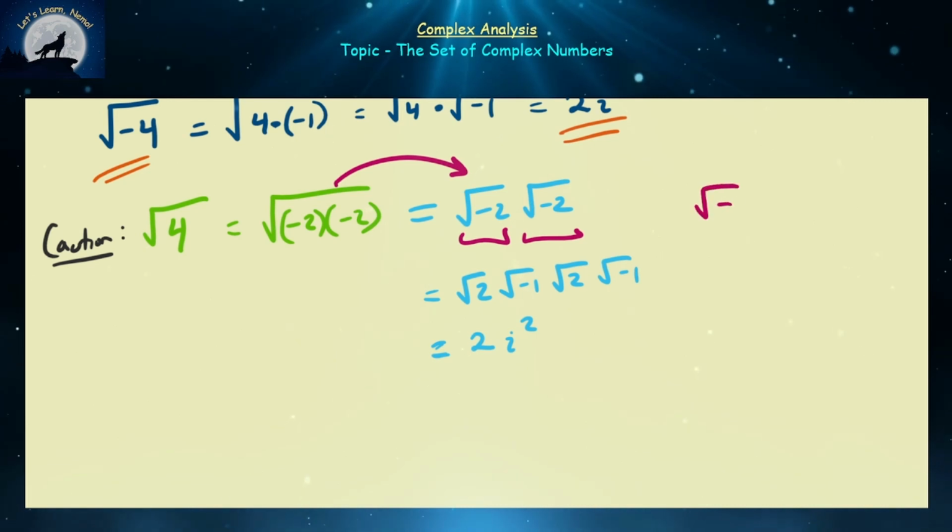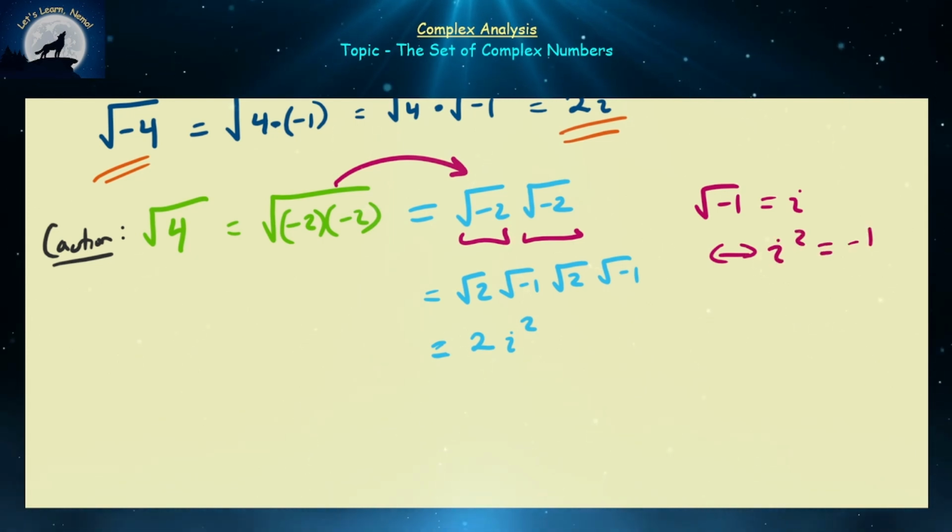And if we take the square root of -1 to be equal to i, some people will say that an equivalent definition to this is that i squared will be equal to -1. So if we take i squared to be equal to -1, then this is just going to be equal to 2 times -1. Now we're in the set of real numbers completely, which is going to be equal to -2.